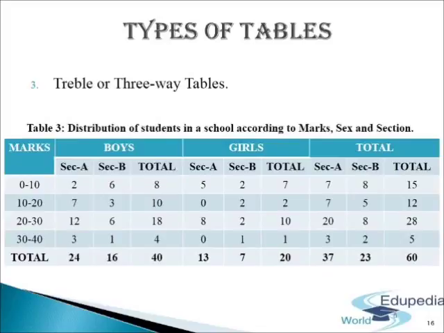Treble or three-way tables. In such tables, three characteristics are shown, and so a row or column is subdivided into two parts. As we can divide boys and girls into section A and section B in our following table, we can see that in the first column, marks are given in class intervals. The second column is of boys, which is further subdivided into section A, section B and total. The third column is of girls, which is further subdivided into section A, section B and total. And the last column is of total, which is divided into section A, section B and total.